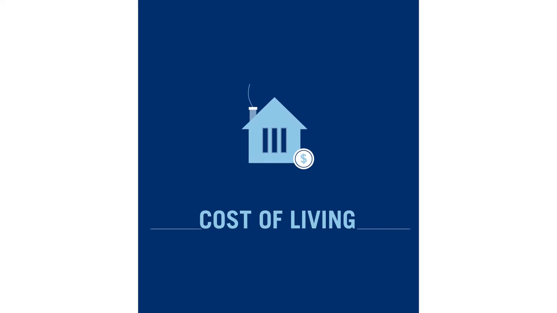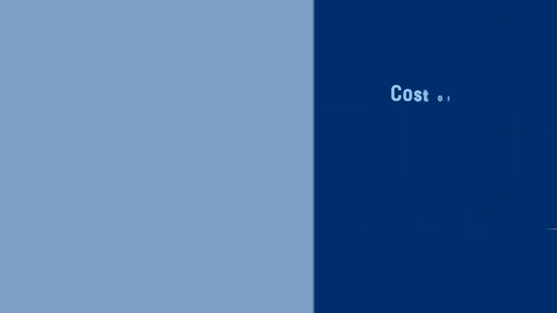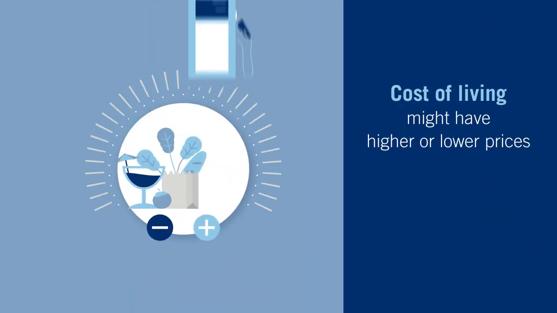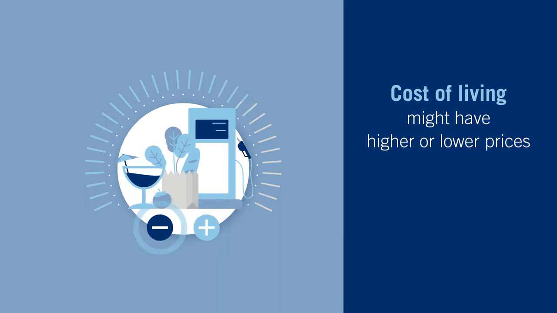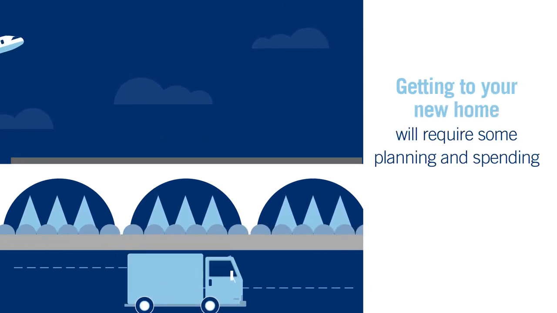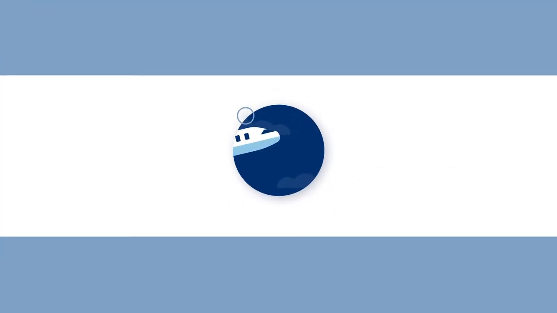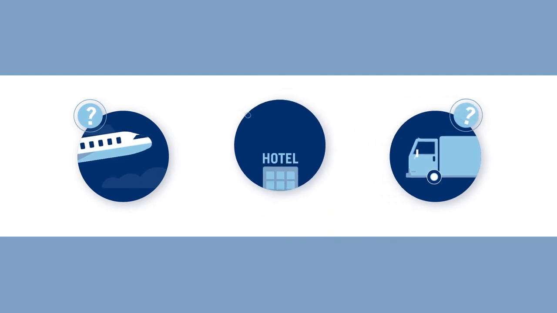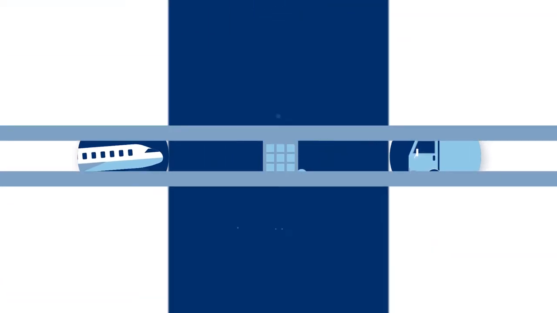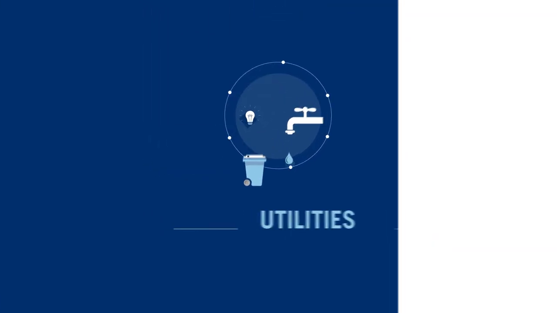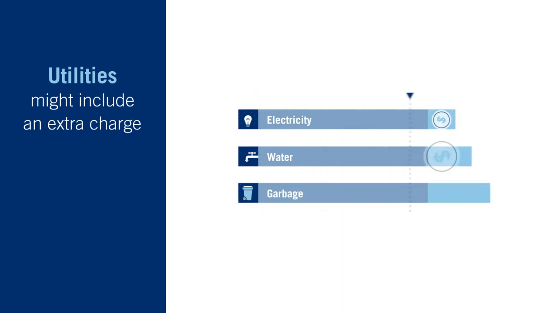Cost of living adjustments. The area you move to might have higher or lower prices for things like groceries, gas, and entertainment. Transport. Getting to your new home will likely require some planning and spending. Will you fly? If you drive, will you need to stay in a hotel? Utility hookups. Utilities might include an extra charge to set up service at your new home.